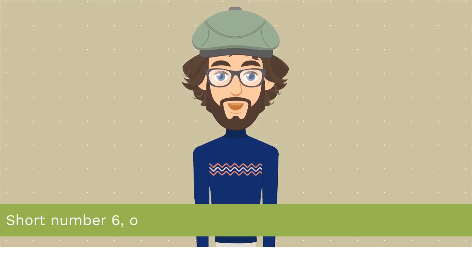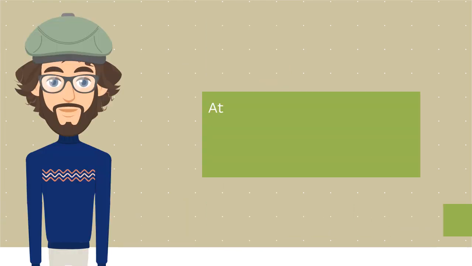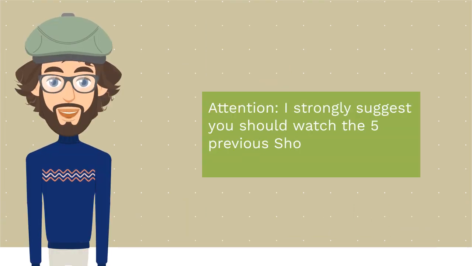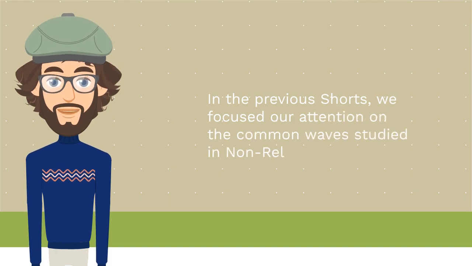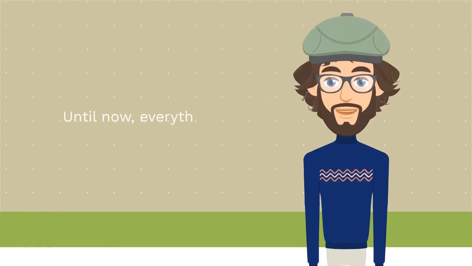Short number 6, observed matter-antimatter asymmetry. Attention, I strongly suggest you should watch the 5 previous shorts before watching this one. In the previous shorts, we focused our attention on the common waves studied in non-relativistic quantum mechanics. Until now, everything said about particles is also valid for antiparticles.